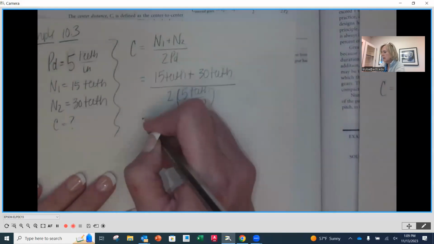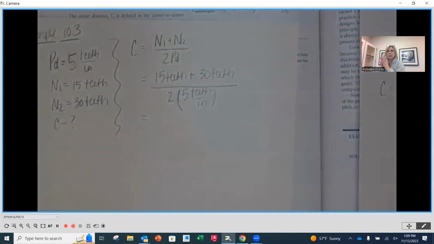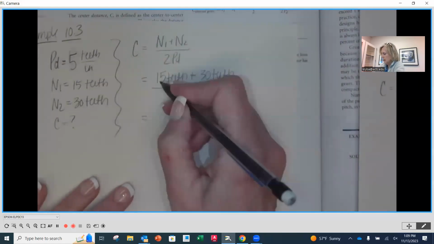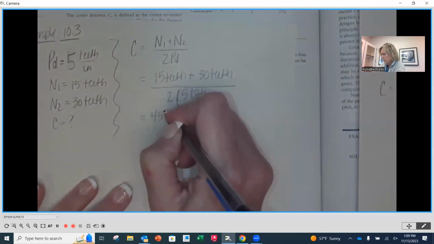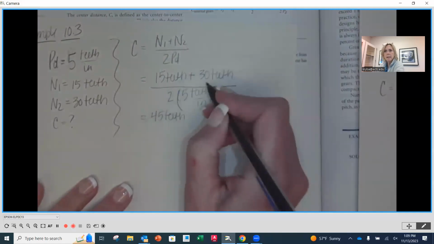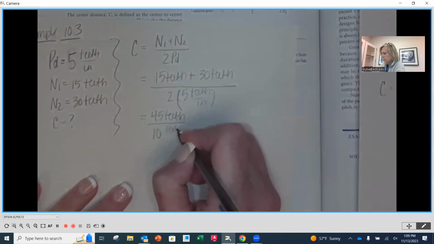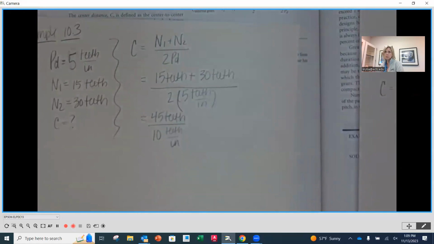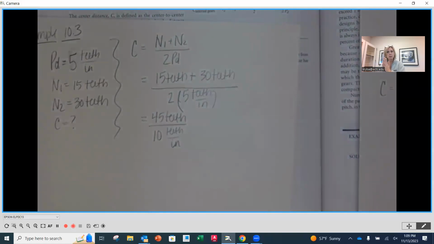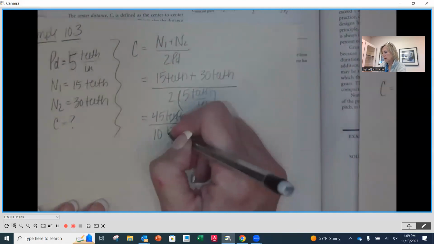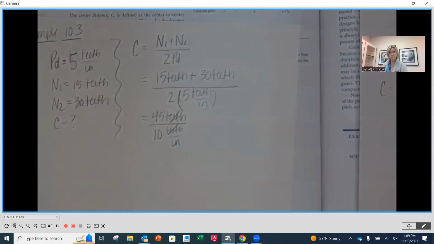So now when we combine, you don't necessarily have to do this step, but I'm going to combine it so that we can see our units underneath here. So we've got 45 teeth on top, right? When we combine those two, divided by 2 times, this is going to be 10 teeth per inch. That doesn't mean we have a diametral pitch of 10, but it's 2 times 5, which is the diametral pitch. So units wise, teeth would cancel out, and we've got inches in the denominator of the denominator again.